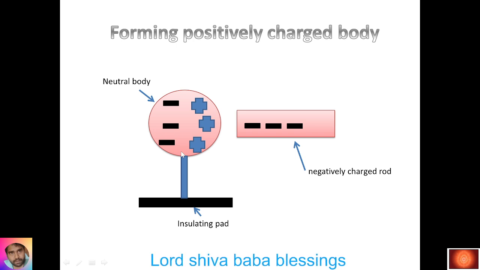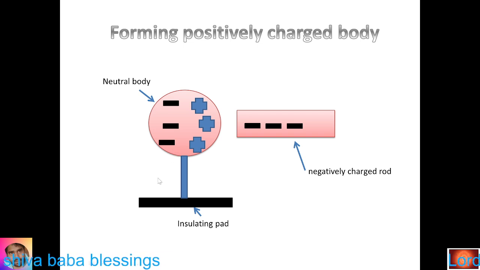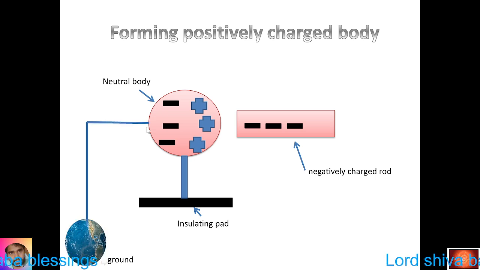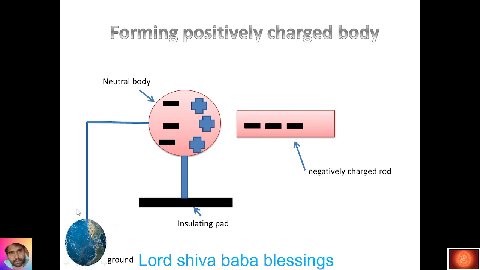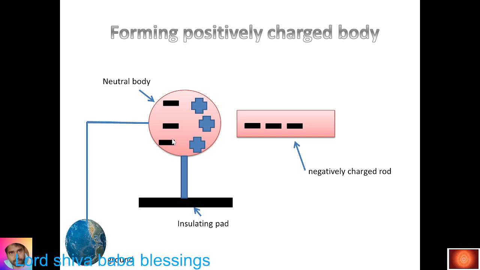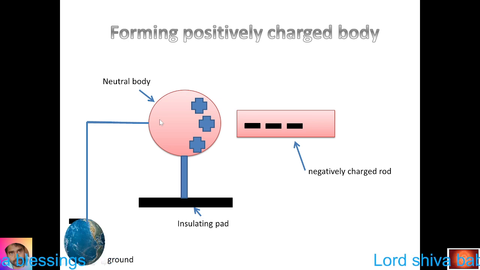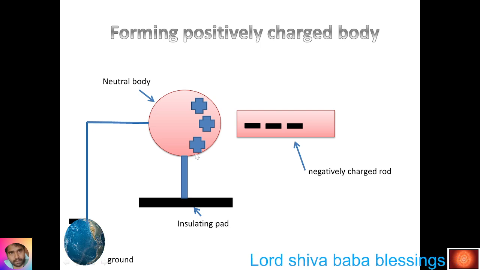Polarized means keeping one type of charge on one side and the other type of charge on the other side. Now we need to connect this to the ground. Again, as I said earlier, the ground has more electrons. So now the electrons will move from the sphere to the earth. When this happens, only positive charges are remaining on the sphere.